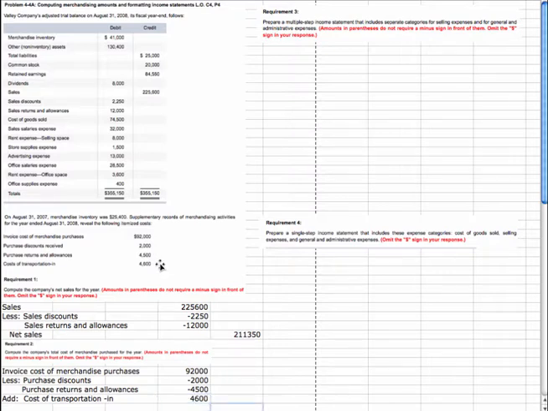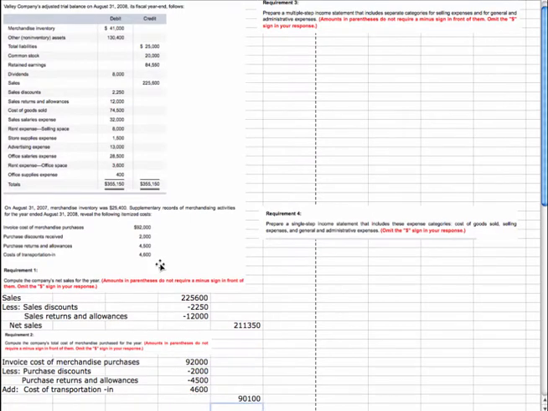If I add all those items up, so I'm going to take the $92,000 plus those negative numbers of $2,000 and the $4,500 and add back in the freight, we're going to get $90,100 as our net purchases.